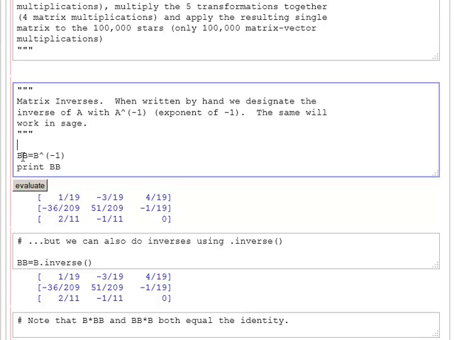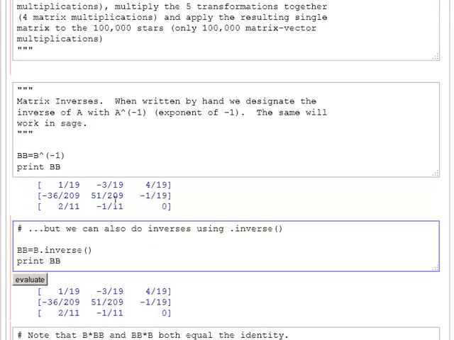Okay. So let's say BB as a label equal B raised to the minus 1, or in other words, the inverse matrix is the symbol that's being represented here. This is not actually doing an exponentiation. It's just a symbol that stands for the inverse matrix. So then if I print BB, here is the inverse matrix of the B matrix.